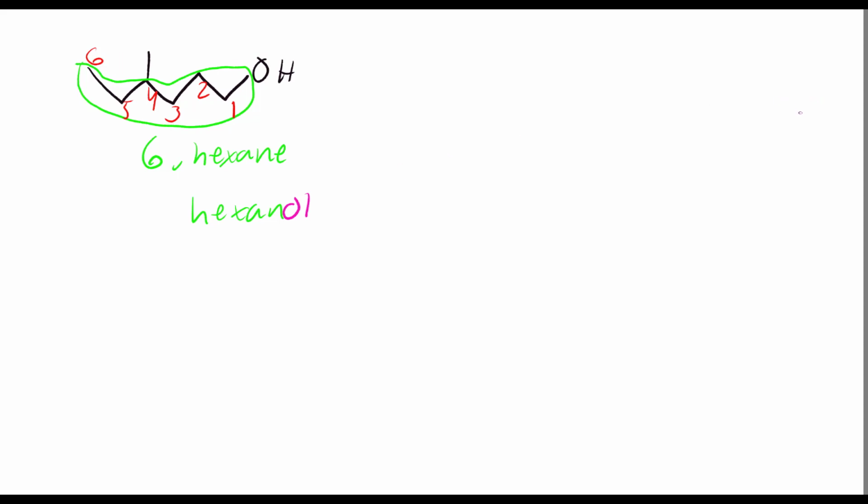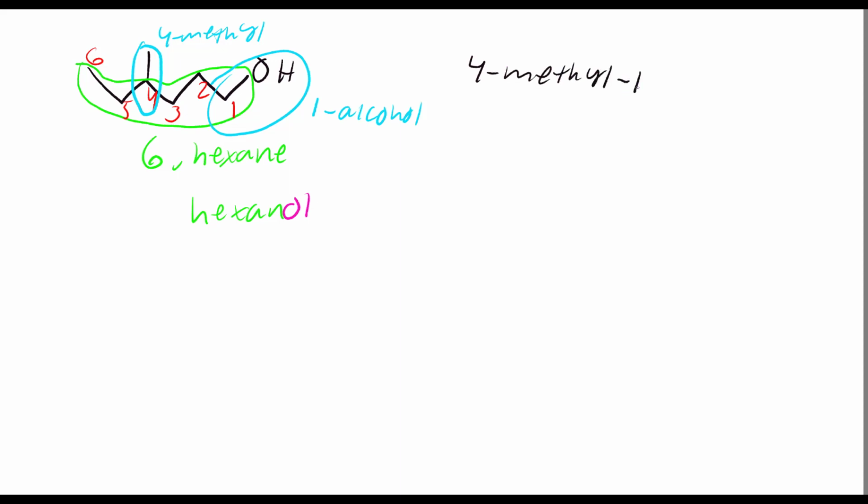Okay, so whenever you do this, kind of like separate your children first. So just say what you have. You have a 4-methyl, and you have a 1 alcohol. Okay, so now we're gonna put this together. We're gonna say this is a 4-methyl-1, and instead of saying 1 alcohol, you say hexanol.